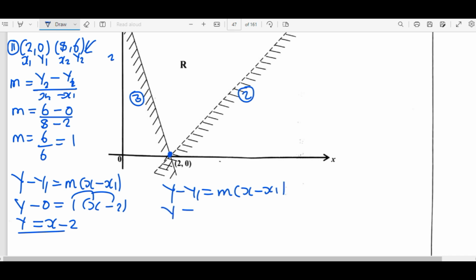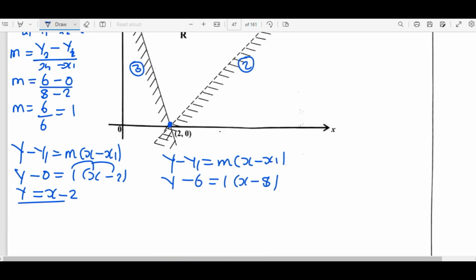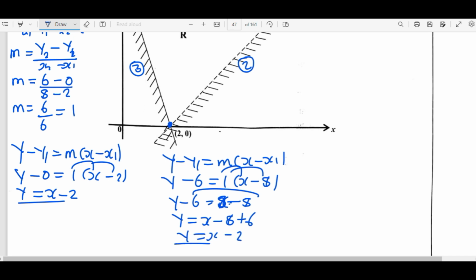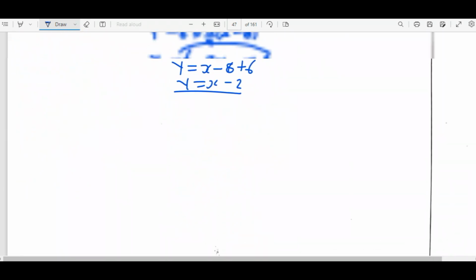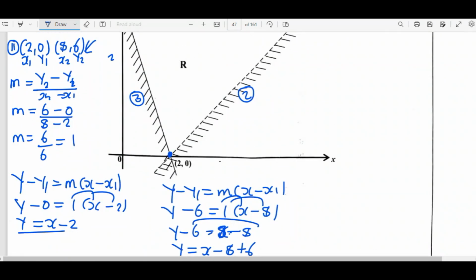So y1 is 6, the gradient is 1, then x minus 8. So if we do the math, y minus 6 is equal to 1 times x is x, 1 times negative 8 is negative 8. So if we collect the like terms, we get y is equal to x minus 8 plus 6, which is y is equal to x minus 2. Yes, this is the actual answer. So after we are done with that one, we can now proceed.